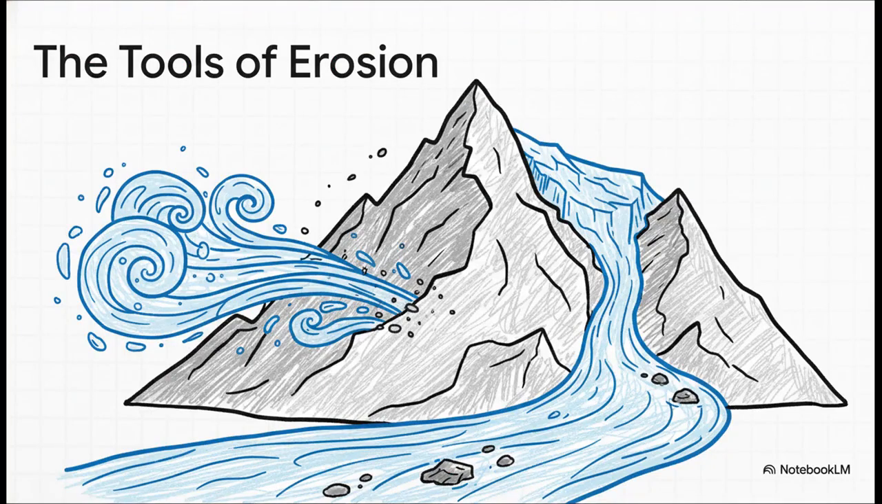And erosion's tools are things we see every day: wind, water, and ice. But they are relentless. Over millions and millions of years, they carve out valleys, they round off those sharp peaks, and they carry the mountain away, piece by tiny piece, slowly but surely bringing it back down to the lowlands and out to the sea. It's this constant, epic battle between the building up and the tearing down.